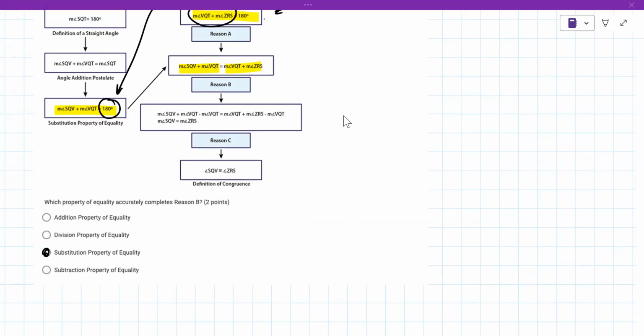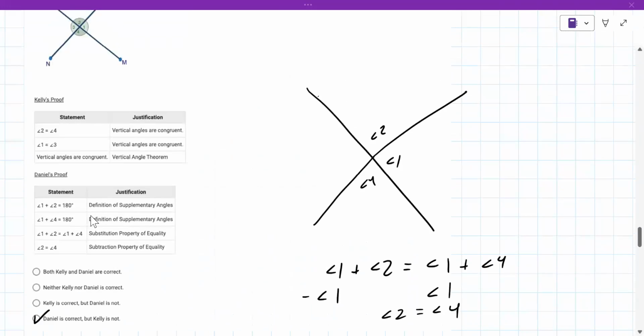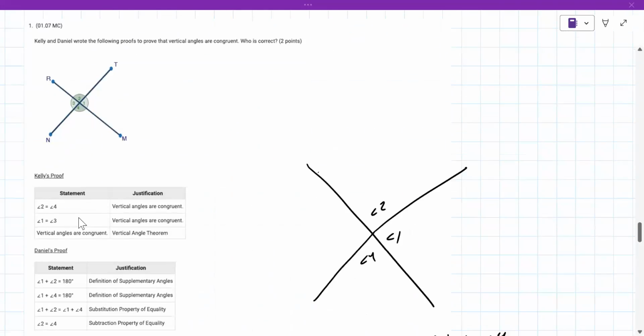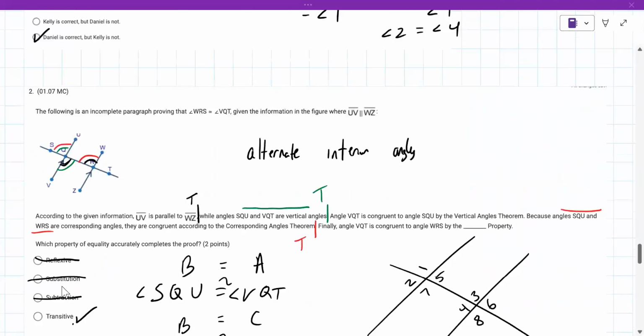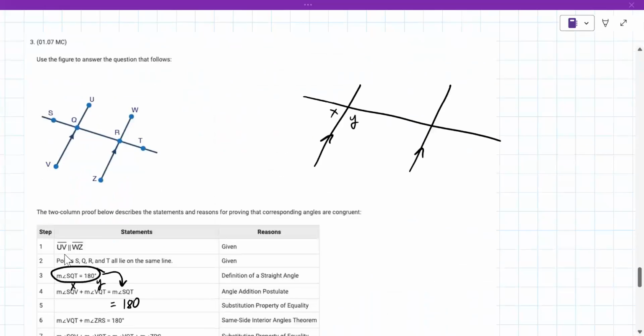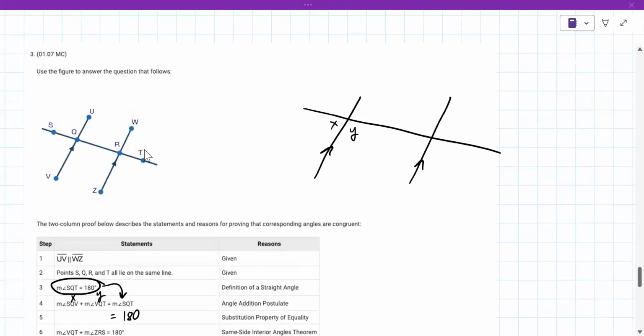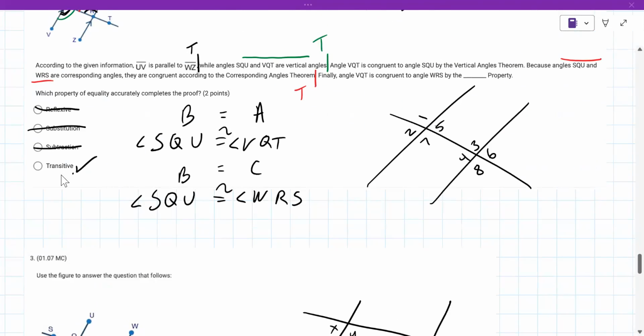So I think that we had one earlier though. Still not quite happy with this one, but it's transitive, but we've been using substitution a bunch now. We haven't used any transitives. So I might consider going back and changing the second one to the substitution, just because none of them have been.